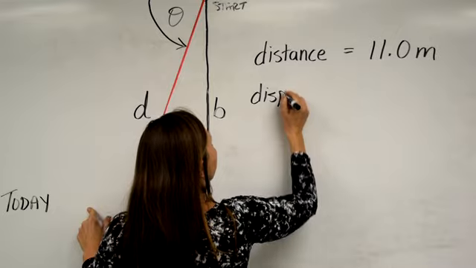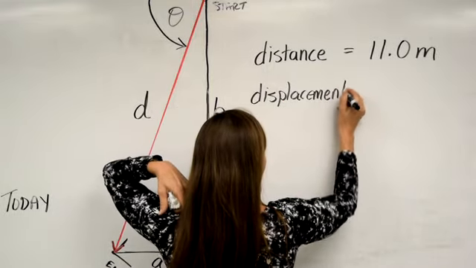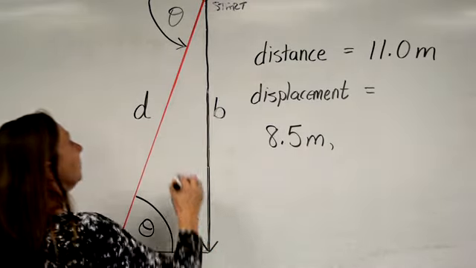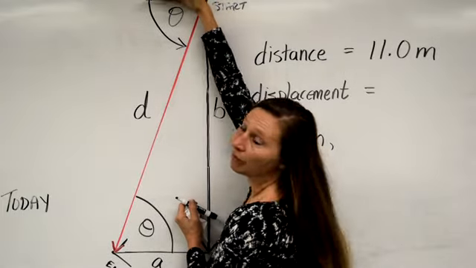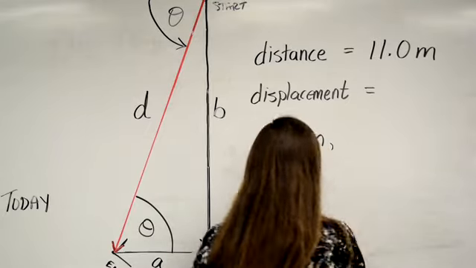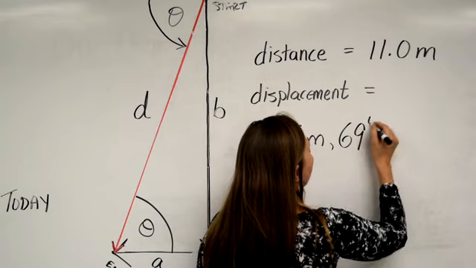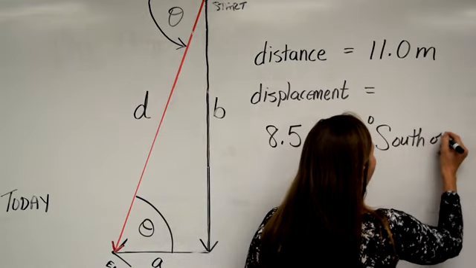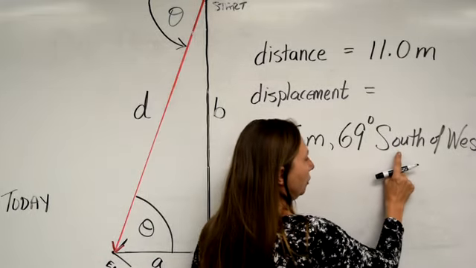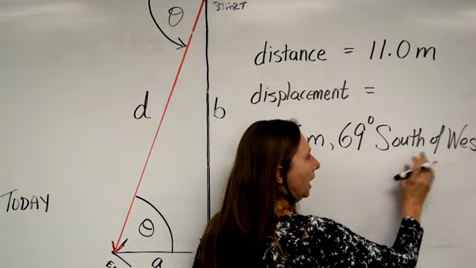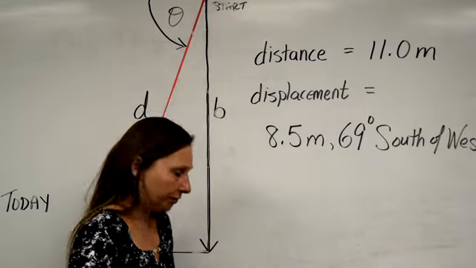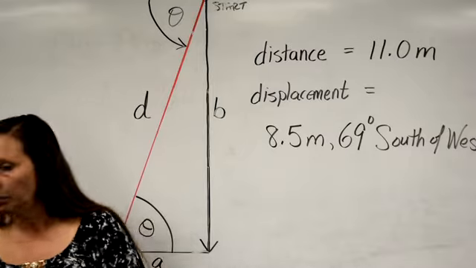Malik's displacement was 8.5 meters, comma, it wasn't west, it was near, 69 degrees south of west. 69 degrees south of west. This is a popular convention where you first say either north or south and then of either east or west in this position. There's lots of different ways that you could do it. This is one convention that's fairly popular.